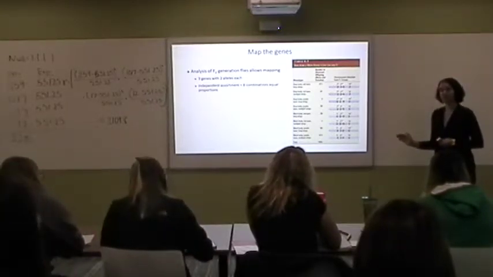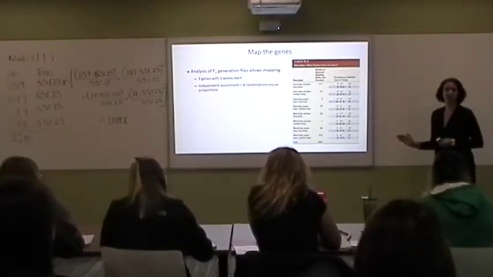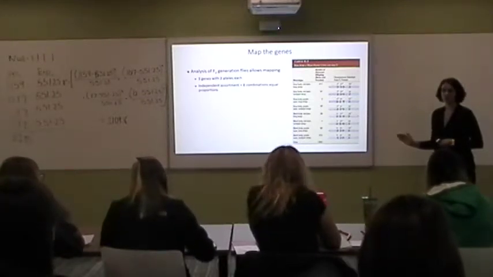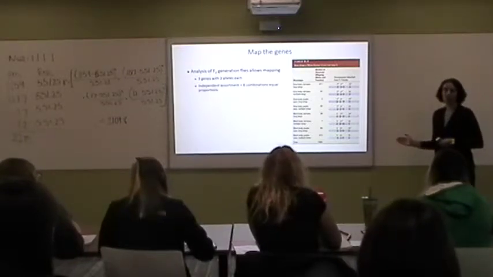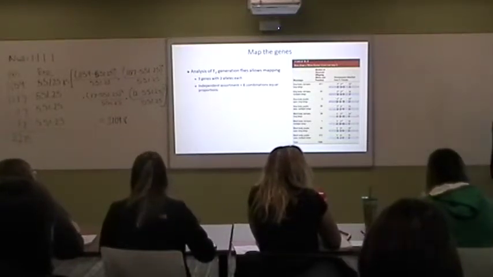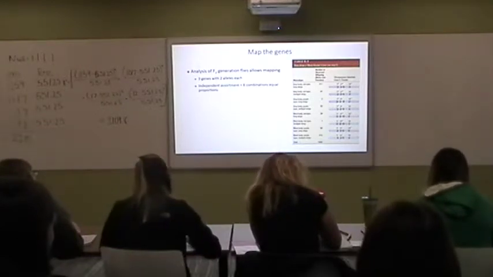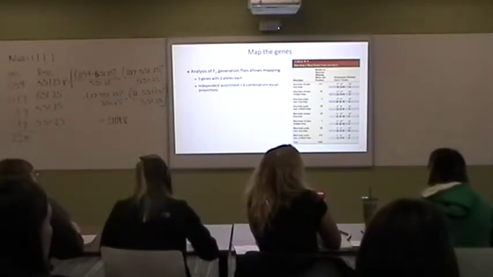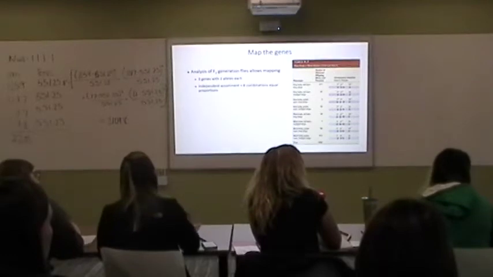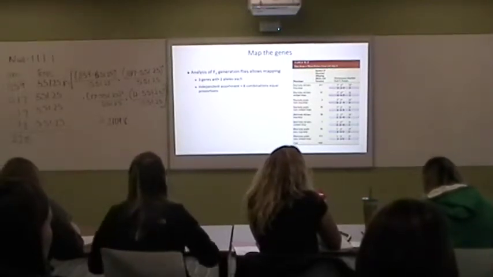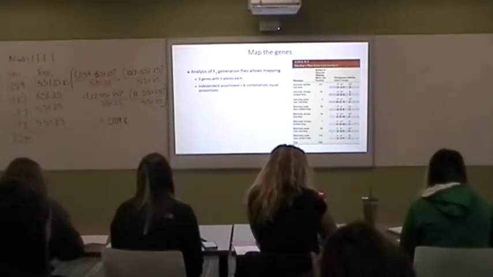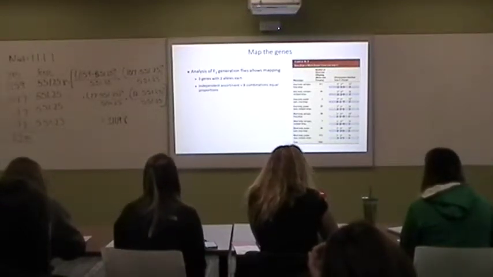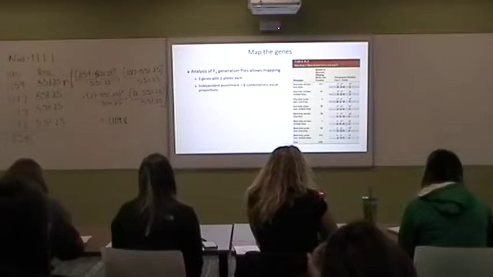So if these were unlinked, we would expect all phenotypic classes to occur in equal proportion. Do these appear to occur in equal proportion? No. So you could do the chi-square for all 8 of these phenotypic classes, or we could just trust me that these are linked on a chromosome. I don't encourage you to trust me very often, but now is the time. Okay, so what is the next thing we can tell from this table?